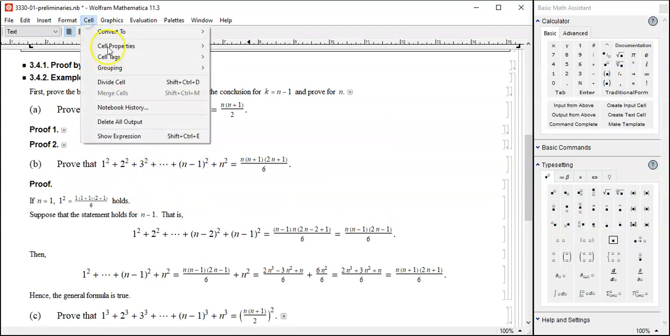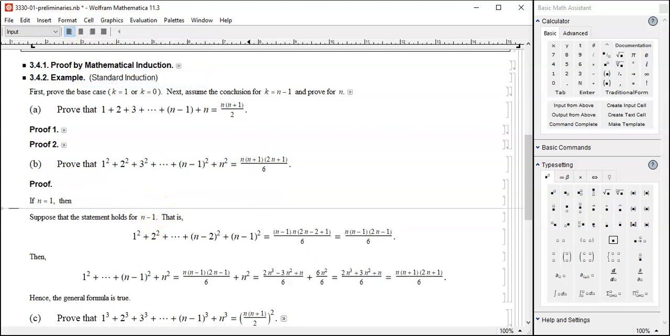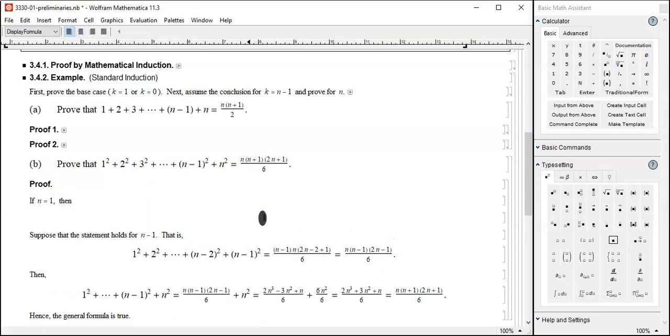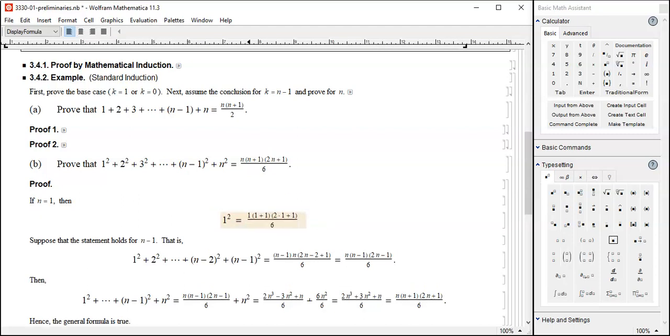that's not too difficult. One squared is equal to 1 plus 1, 2 times 1 plus 1 over 6. That's of course true. We get 6 over 6. This is 2, that's 3. 2 times 3 is 6, so 6 over 6.